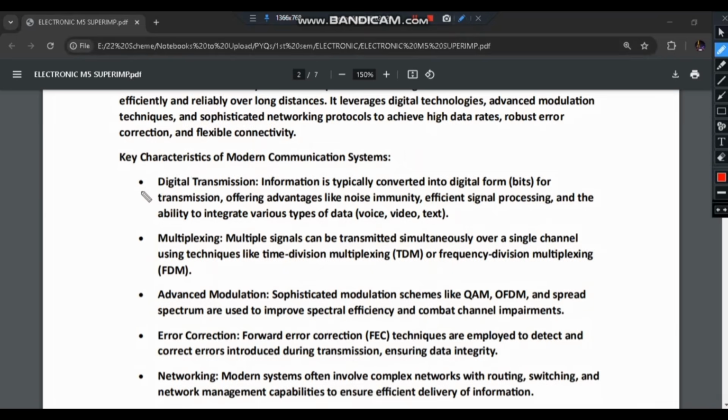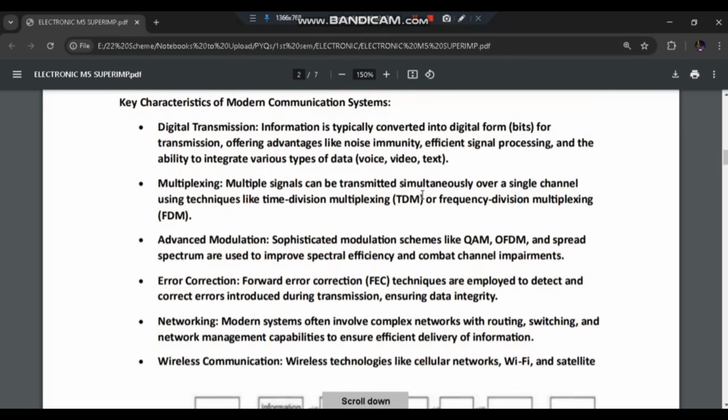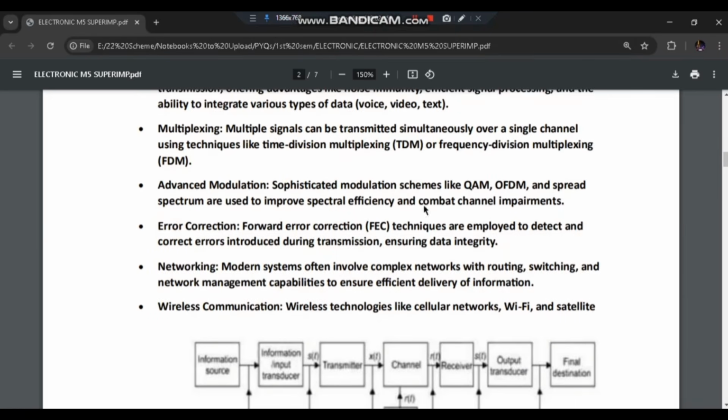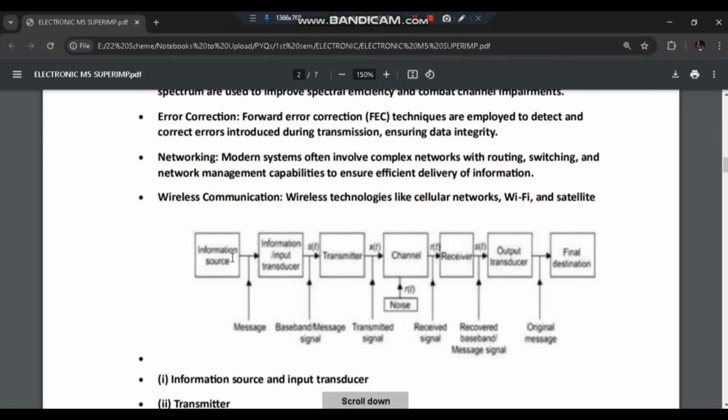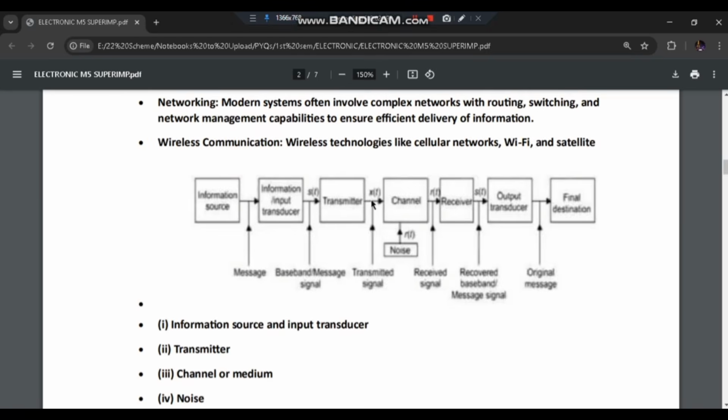The first characteristic is digital transmission. It is transmitted in the form of bits and bytes. And multiplexing is possible. Simultaneously, it can be transmitted using time division multiplexing or frequency division multiplexing. Modulation is possible here. Error correction is present, and networking is present. We can transfer the data from one point to another using different networking techniques. And wireless communication is also present using Wi-Fi, satellite, or cellular networks.